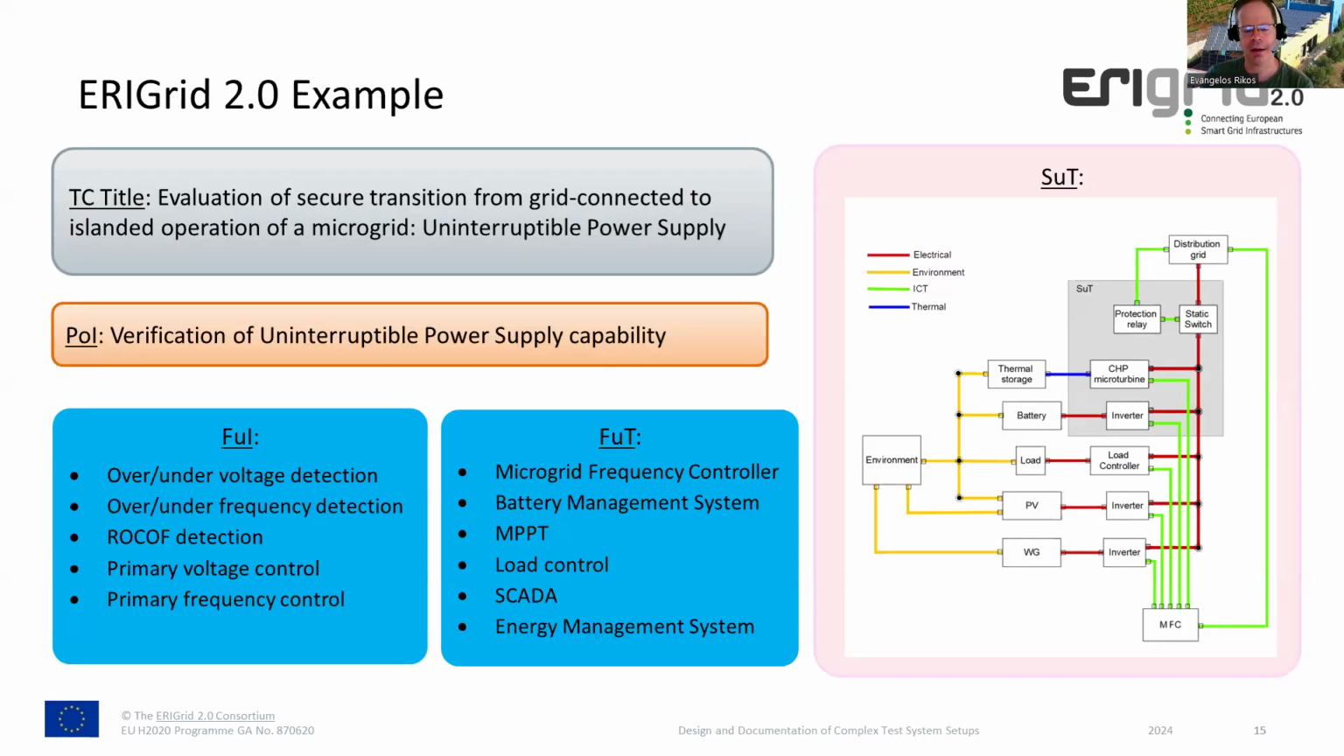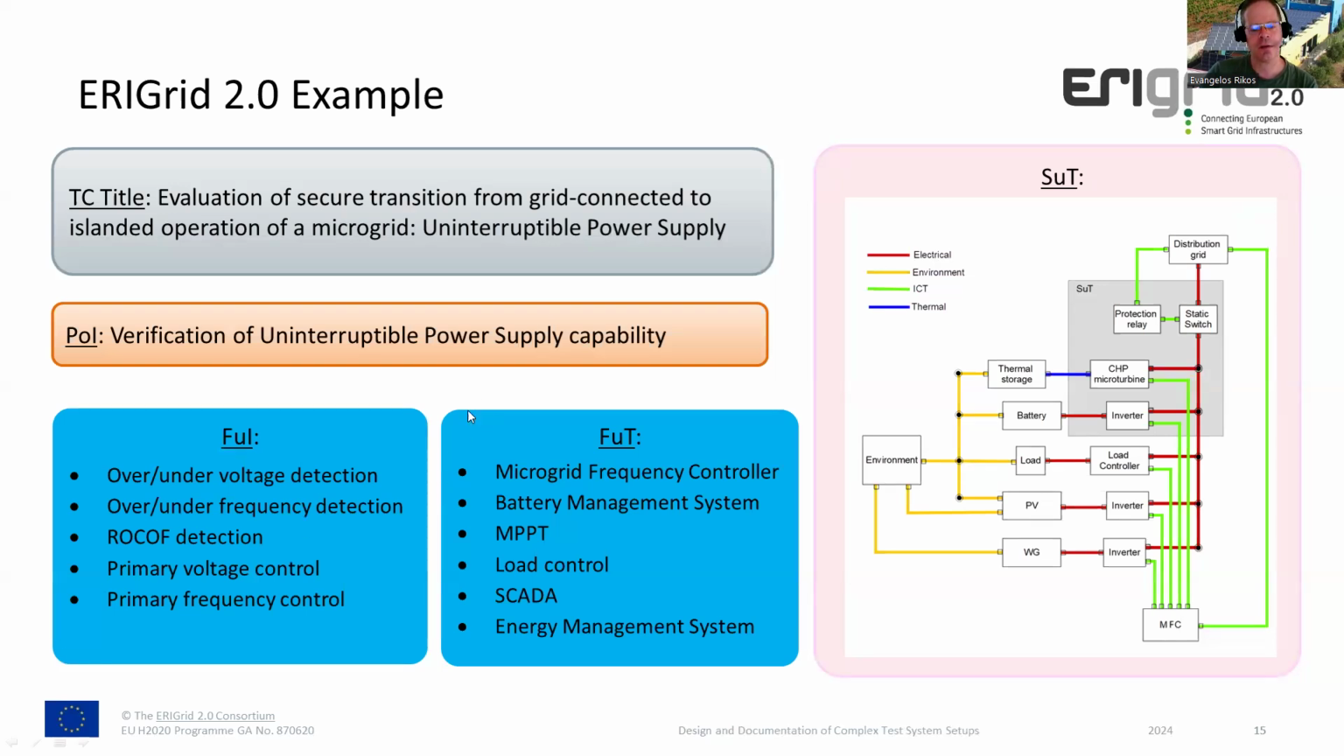Moving on to other more complicated examples, we have this example from AirGrid 2.0 that is about the operation of a microgrid, specifically the uninterruptible power supply of a microgrid. That is the seamless transition from grid connected to islanded mode without loss of power. In this respect, and because of the scope of this test, we have the system under test as the gray box illustrated here that involves all relevant components of the microgrid, and the related functions under investigation involve all the voltage and frequency control functions of the microgrid.